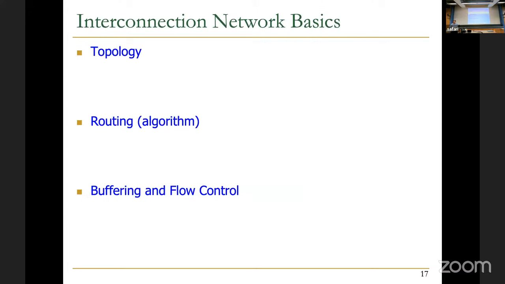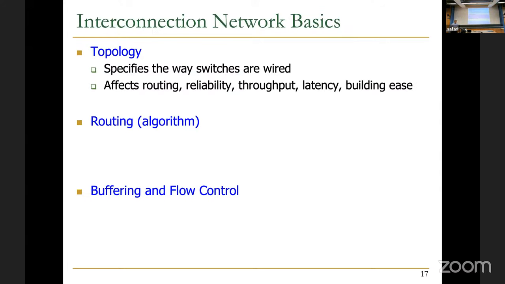Okay, now let's continue our basics in interconnection networks. So there are three, let's say, important overall topics in interconnection networks. The first one is topology. The second one is routing algorithm. And the third one is buffering and flow control. Topology specifies the way switches or routers are wired. Basically, it is analogous to graph theory, the way that you connect different nodes in the network. So it affects routing, reliability, throughput, latency, and also the building ease of your interconnection network.